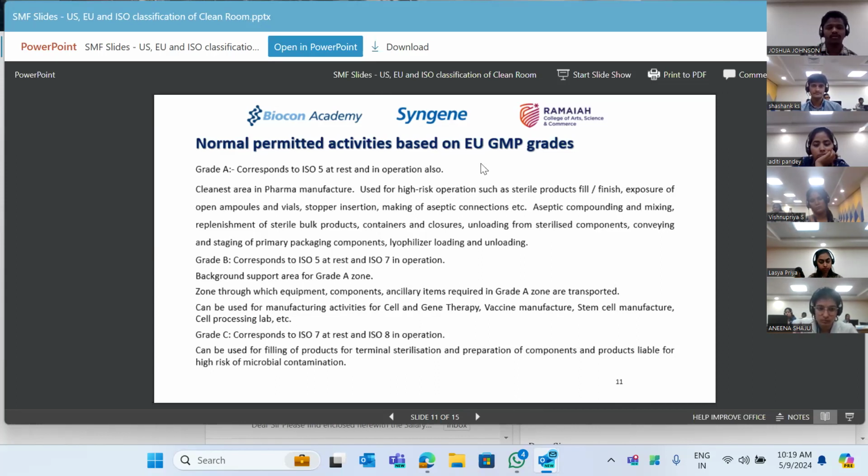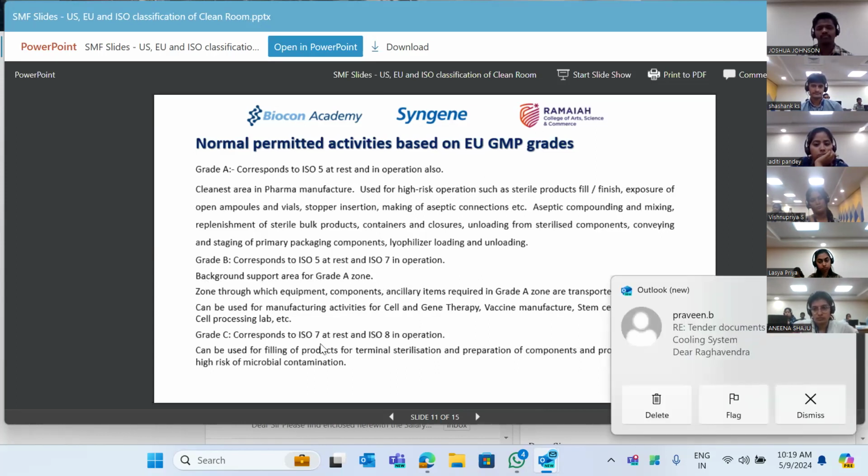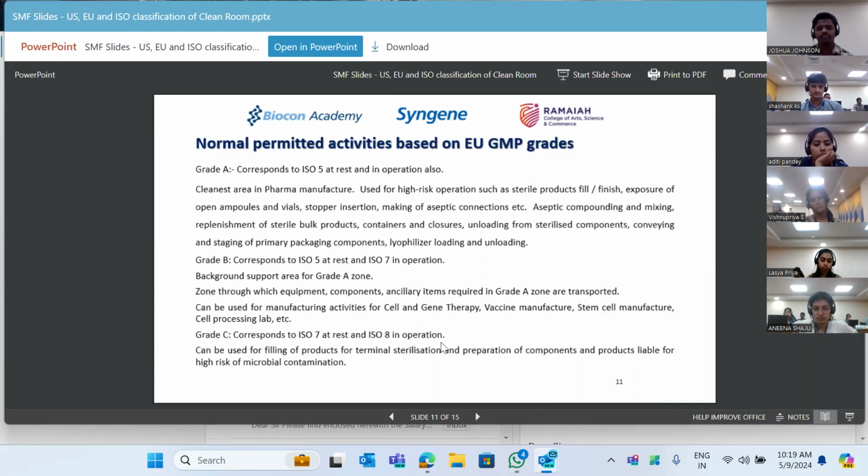Now, the normally permitted activities based on EU GMP grades, if you read like this: grade A corresponds to ISO 5 at rest and in operation also. Grade B corresponds to ISO 5 at rest and ISO 7 in operation, the background support area for grade A zone. Like this, grade C corresponds to ISO 7 at rest and ISO 8 in operation. So this equivalency of various grades has to be known.